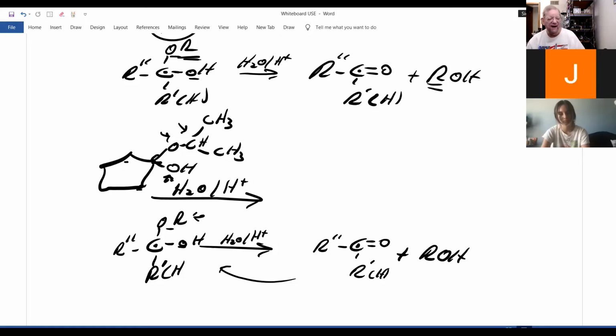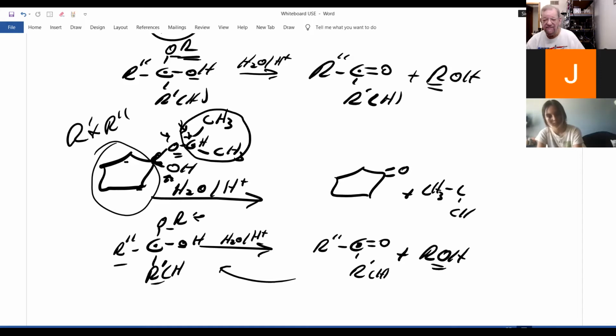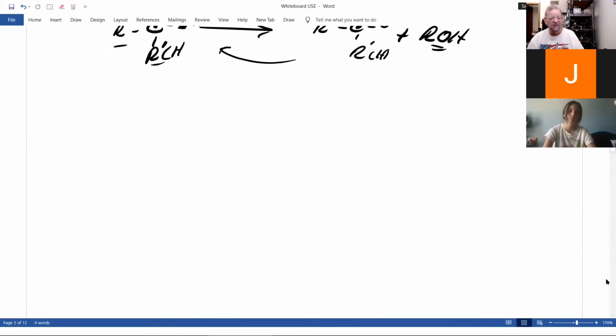So what's my R prime and R double prime? The ring. Here's this carbon, which is this carbon. So I'll have my ring, and this becomes a carbonyl, ketone. And what's my R group? The carbon with the oxygen here is the carbon with the hydroxyl group, so that would be isopropyl. And that's the two products you get. Let's move on. Again, these are reactions students have trouble with on test 2, so I'm giving you a little extra practice.